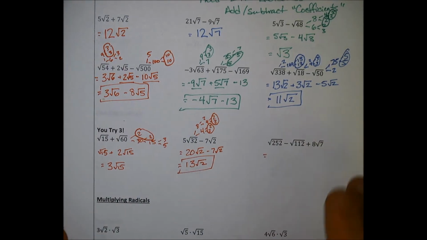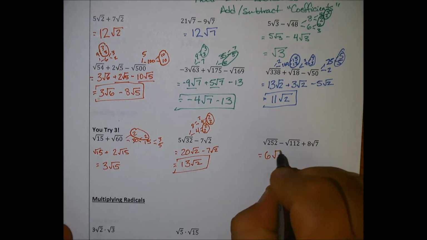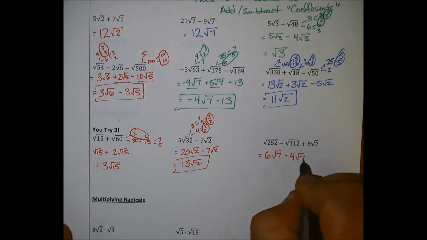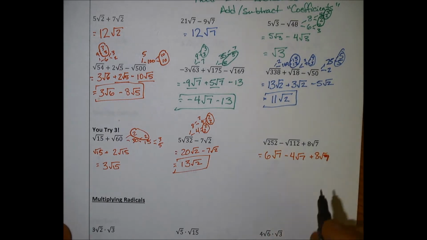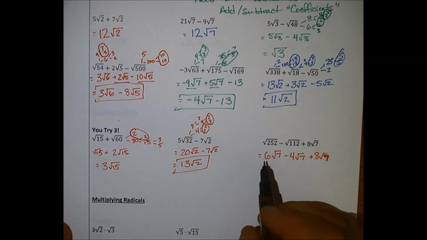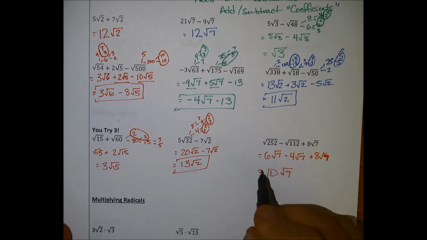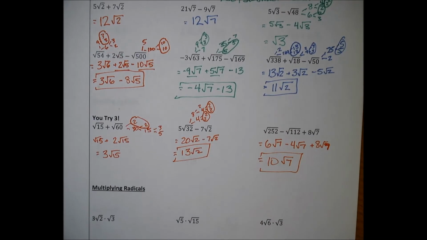The next one's kind of difficult, but in the interest of time, I'm going to go ahead and write just the next step. The 252 simplifies to 6 root 7, and then we have minus 4 root 7, and plus the 8 root 7 that's there. That's an ugly, ugly 7. But there we go. All right, and simplifying that out, you have 6 minus 4 plus 8 would be 10 square roots of 7. And there we go. Okay, let's look at the next section.